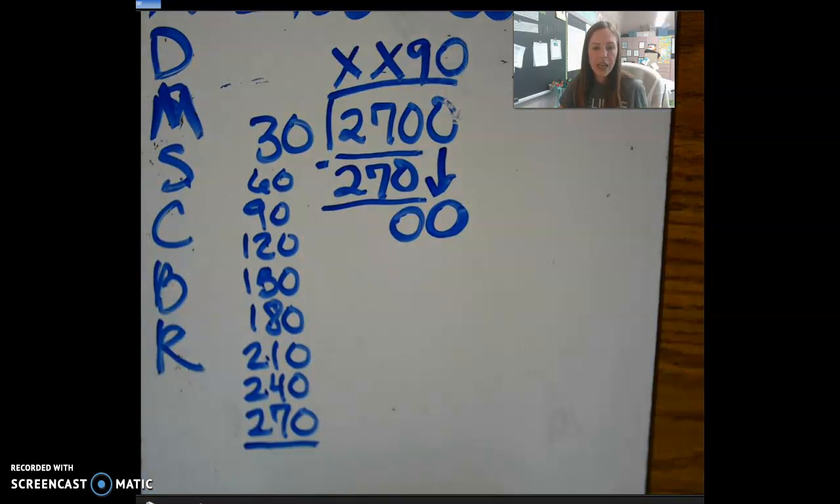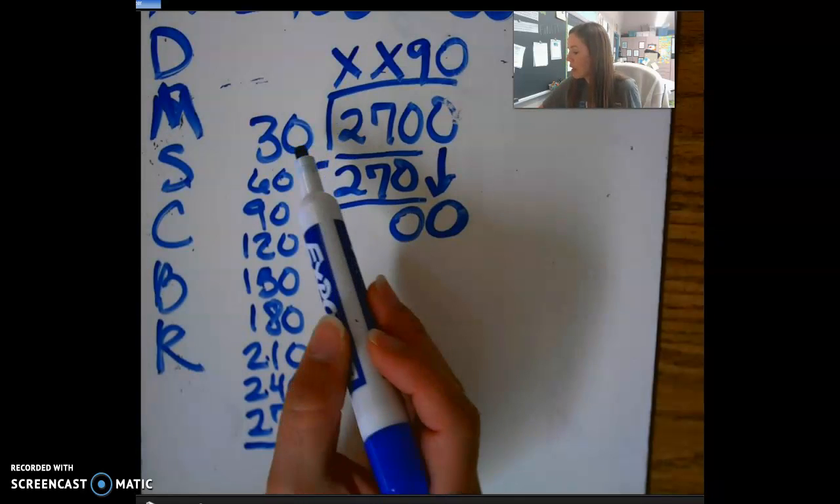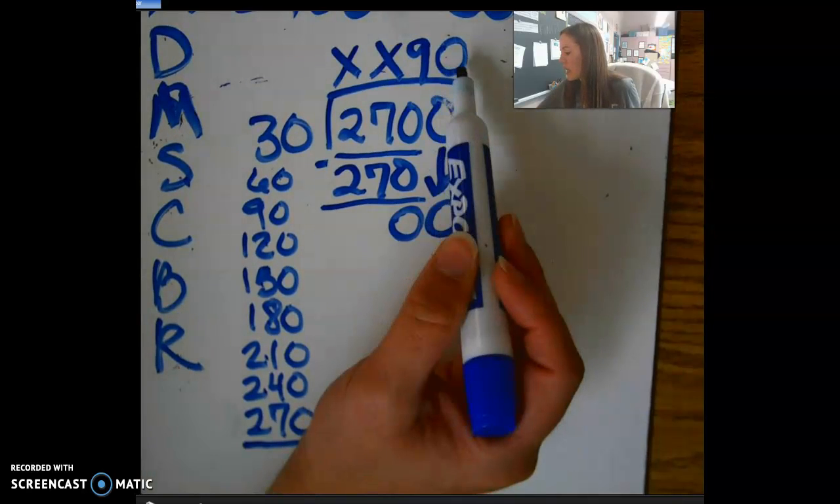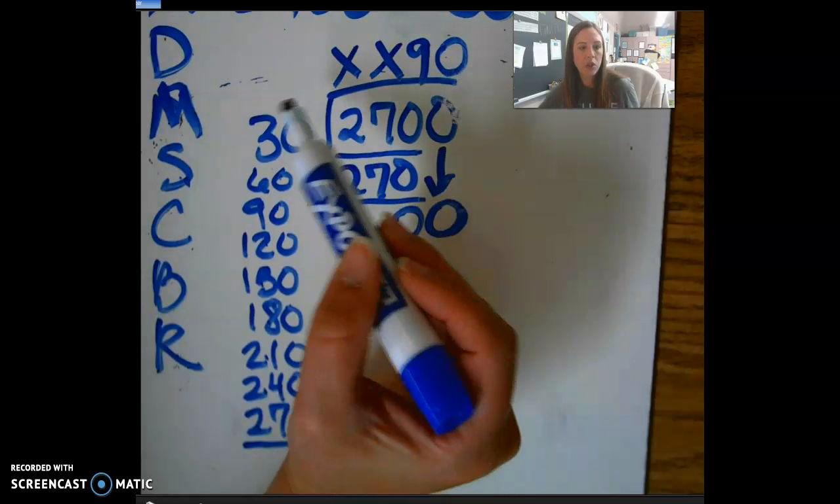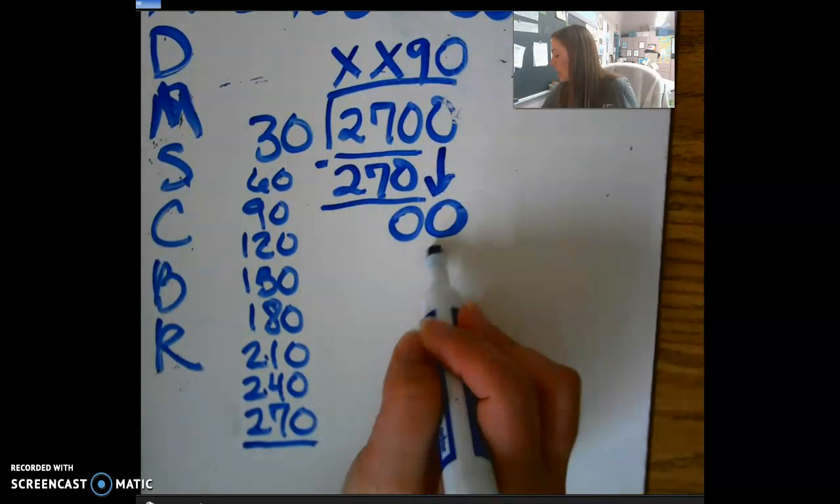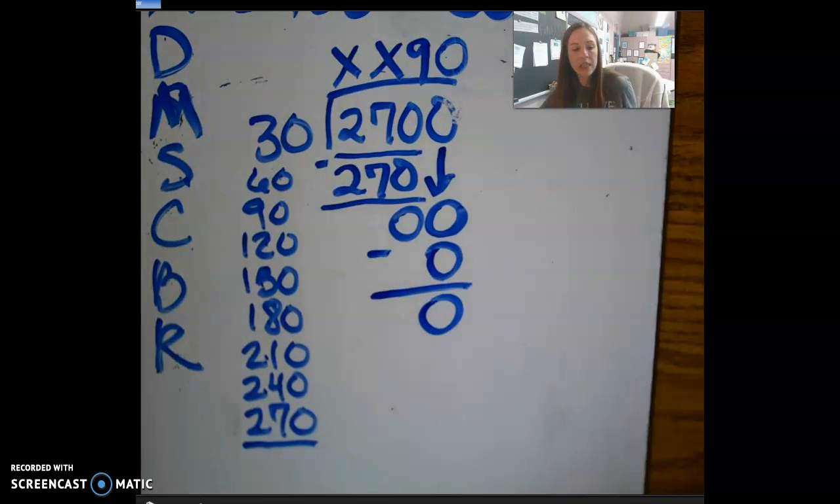I forgot to bring down. So I bring down my other 0, which really doesn't change anything because 30 does not go into 0. It goes in 0 times. So I add that 0 to the 9, and then I multiply. 0 times 30 is 0. I subtract, still getting 0.